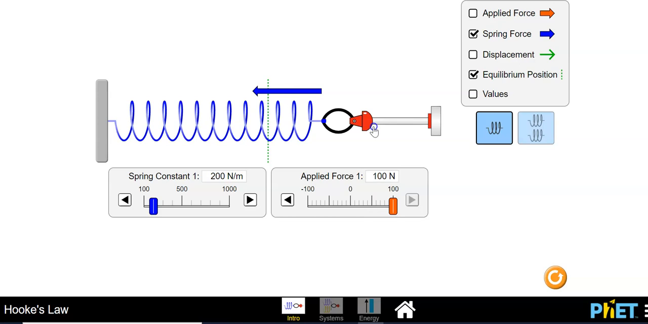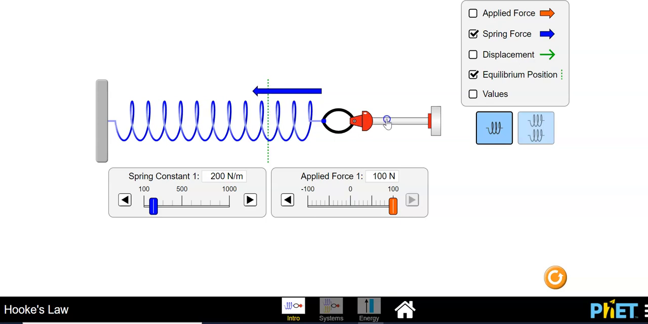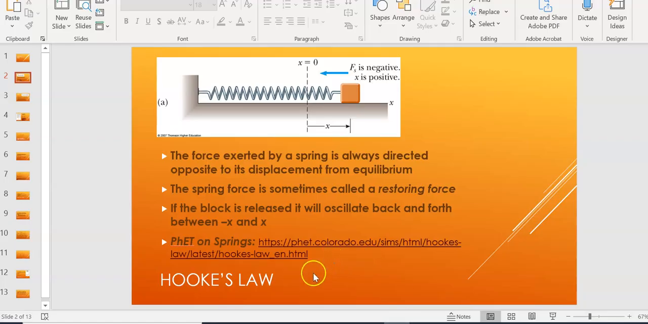The blue arrow that you see in the simulation is the spring force. Since I'm pulling it and stretching it out, the spring wants to go back to its equilibrium position. So if I pull to the right, the spring wants to go left, and you see the arrow for the spring force is to the left. Okay, so that's a basic simulation right there. And I'm giving you the link to this little PhET so that you can play with it yourself when you get a chance.